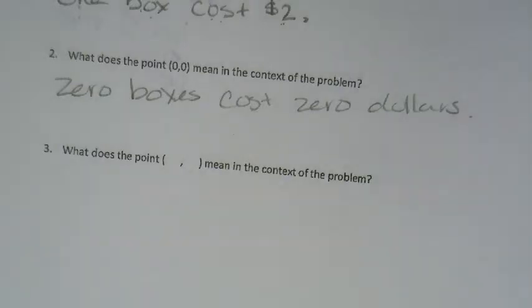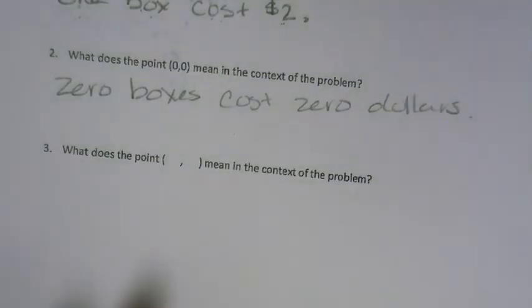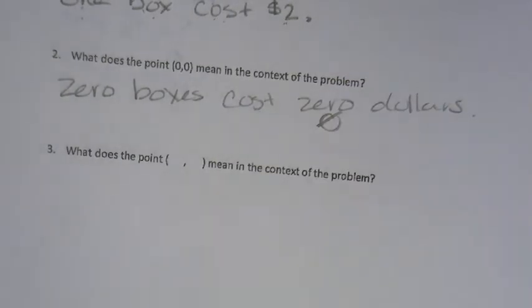Okay, what does the point (blank, blank) mean in the context of the problem? That means your teacher's going to fill it out. Huh? It does bother you, doesn't it? Okay, there you go. Is that an O, Miss Lamelli? No, it's a 0. Well, why don't you spell it out? Oh, I can never make everybody happy.